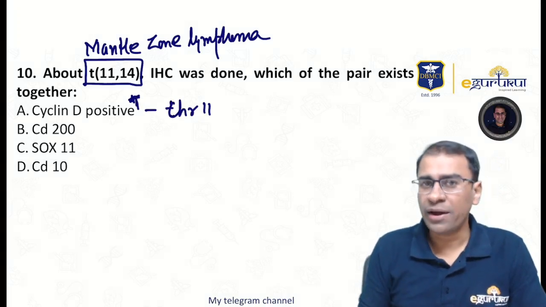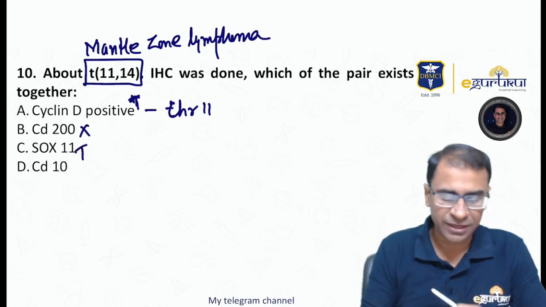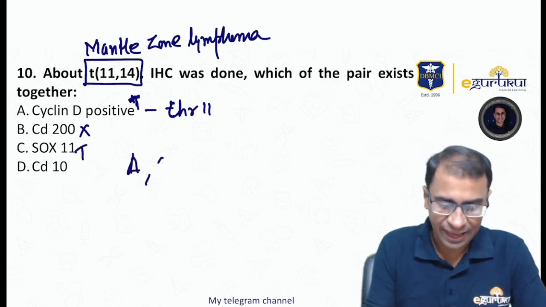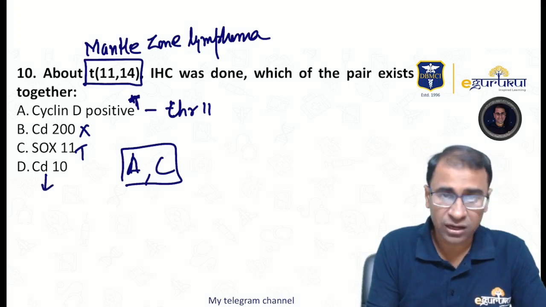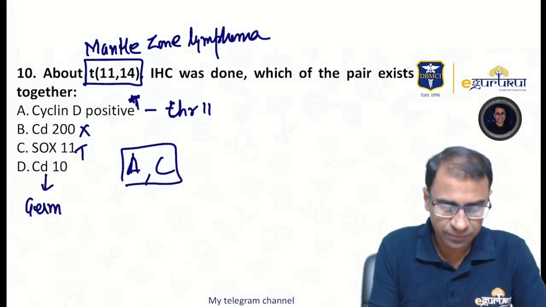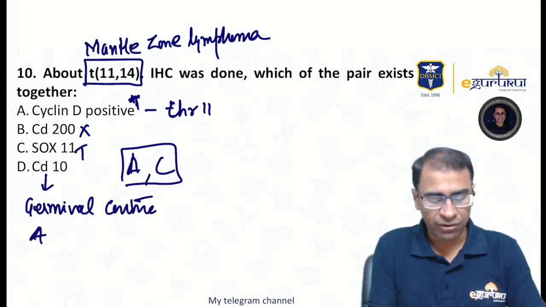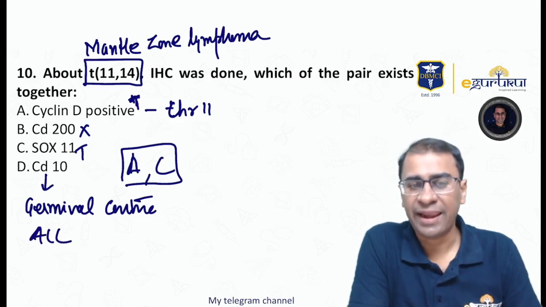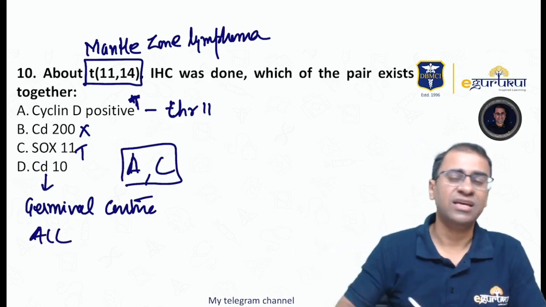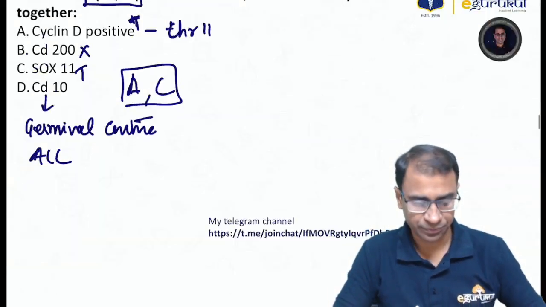Okay, 200 has nothing to do with this one, so can't be the answer. SOX11, yes, it's a repeat question, so definitely A and C, both of them should be the answer. CD10 is actually a marker of germinal center. So any germinal center lymphoma, including ALL, will be positive for CD10. Others are usually not positive for CD10, and hence the answer is A and C. The diagnosis is mantle zone lymphoma.